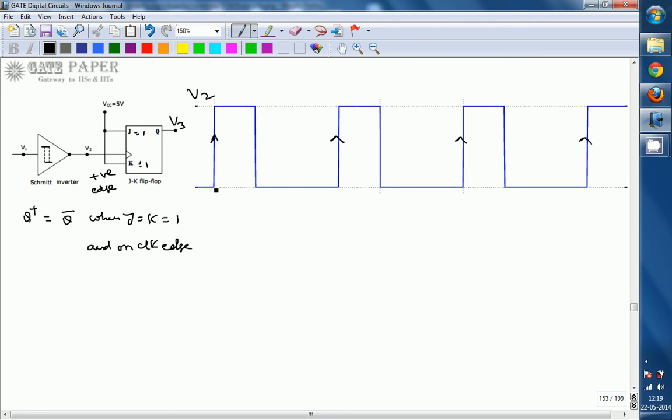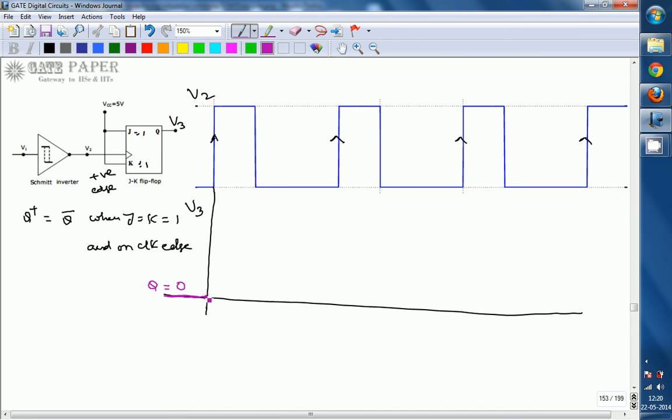So before this, we are going through these waveforms. So this is V3 now. V3 is nothing but the output of the JK flip flop. Initially the JK flip flop is going to be under reset condition, so Q is going to be 0. So 0 is the present state until a positive edge occurs.